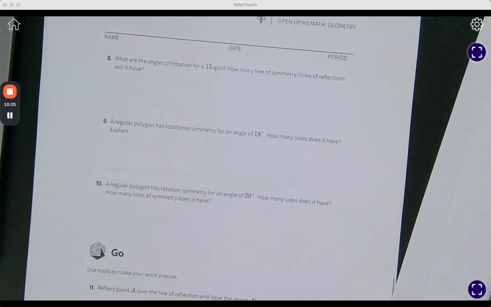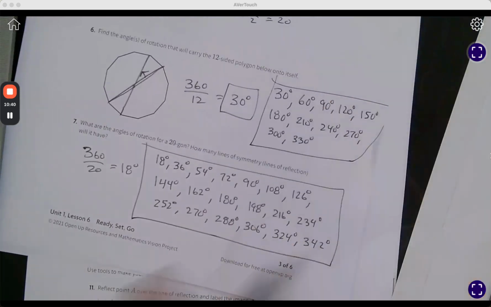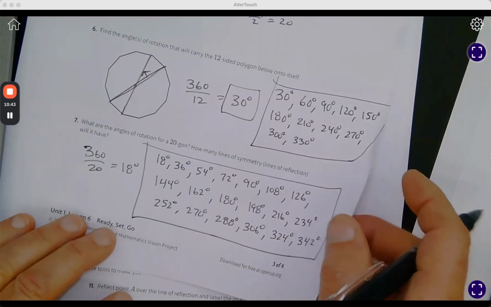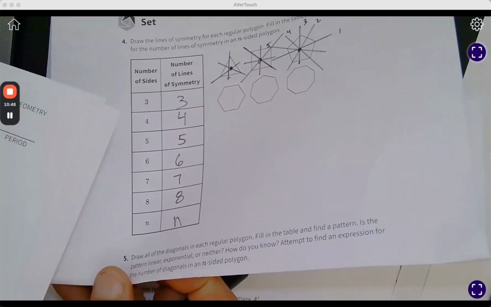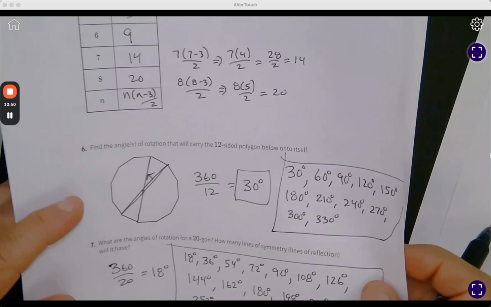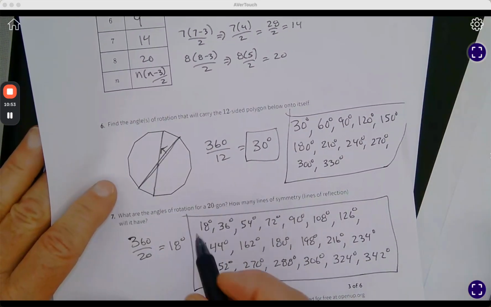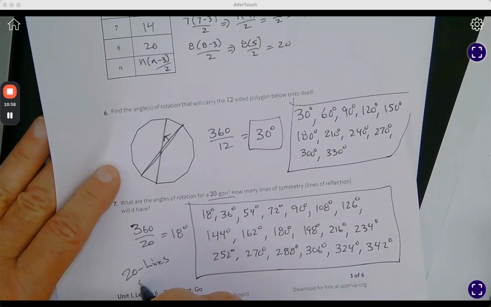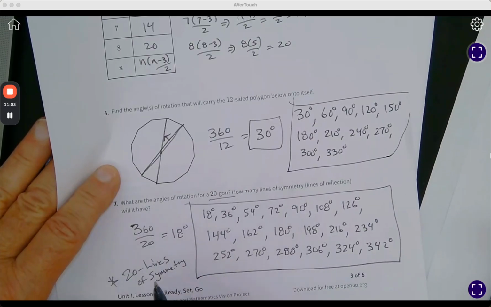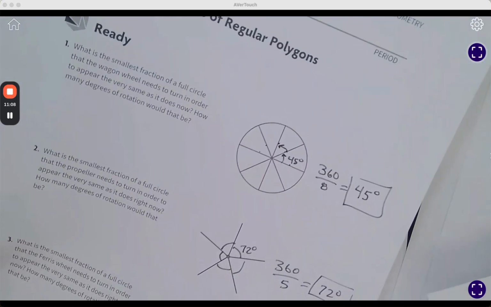Okay, moving on. Oh, hold on. We might not have been done with that. They might have asked us for more. How many lines of symmetry? Okay, well, we know from a previous problem that the lines of symmetry match the number of sides. So because it's 20-sided, there are 20 lines of symmetry. Remember, there are exactly the same amount of lines of symmetry as there are sides to the polygon. Okay, now we're ready to move on.